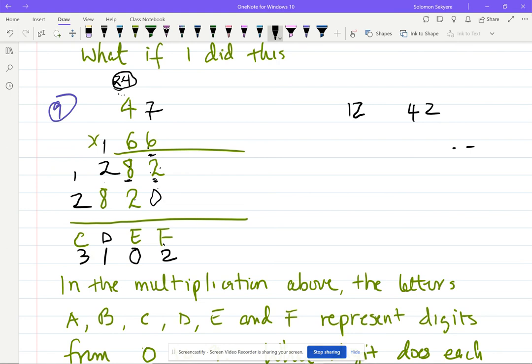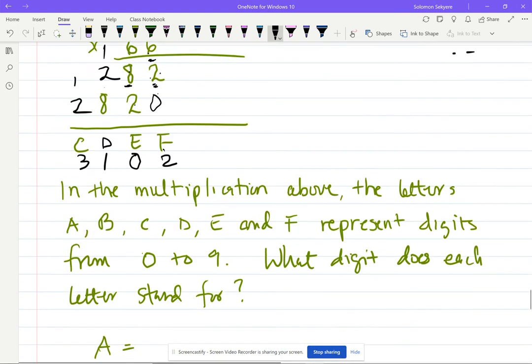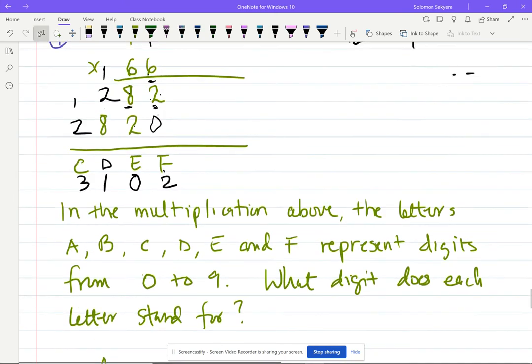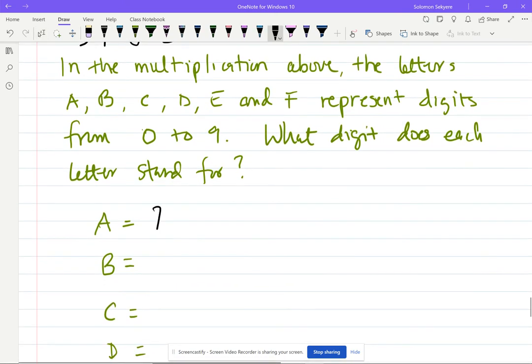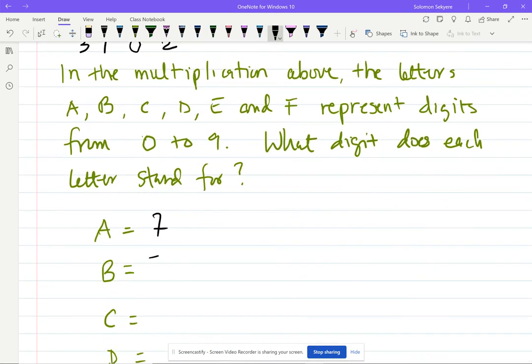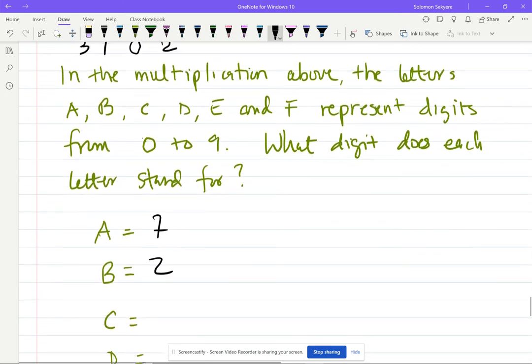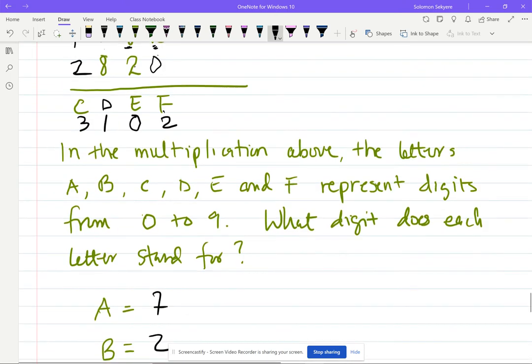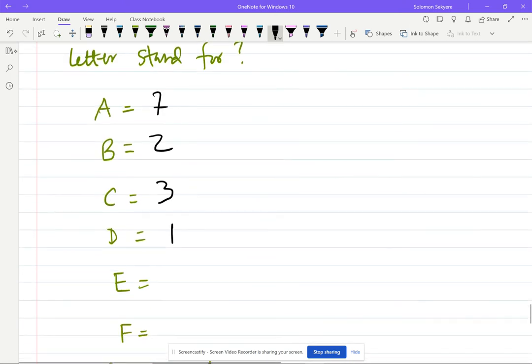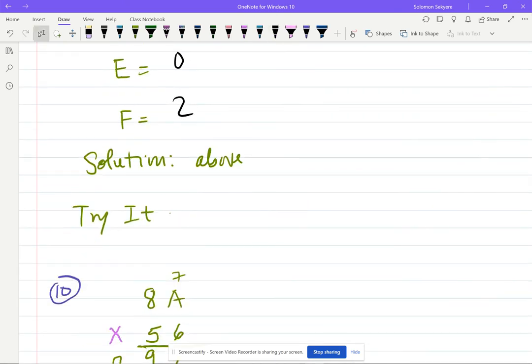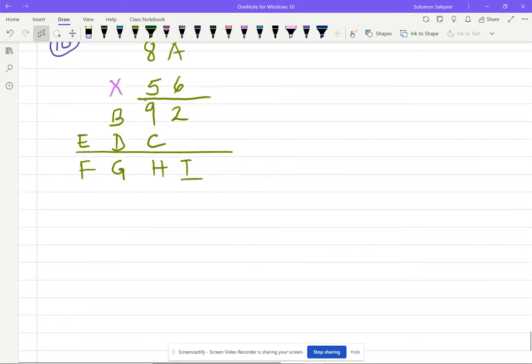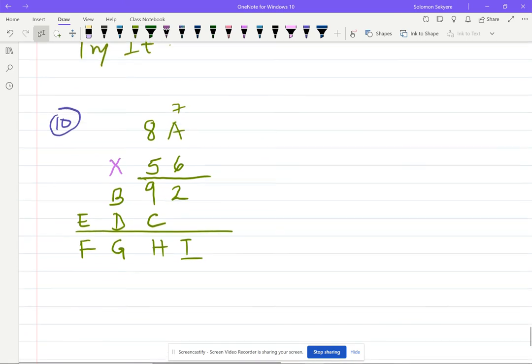Pause the video, go over what I did, and so we know A is 7, B is 2, C is 3, D is 1, 0, and then 2. That's our answer. So now I give you this. Try this, and then send me your answers.